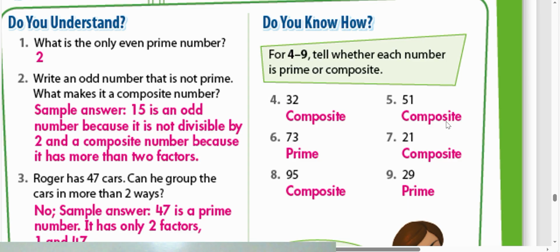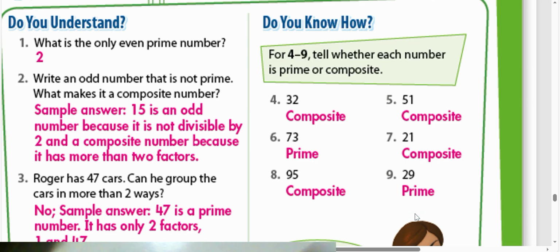51 is a composite number, divisible by 3, because 5 plus 1 equals 6. Any number whose sum of digits is a multiple of 3 can be divided by 3. 73 is a prime number. 21 is composite. 21 can be divided by 3. 95 we call composite. 95 is divided by 5. Any number with 0 or 5 in the ones place can be divided by 5. Then 95 we call a composite number.